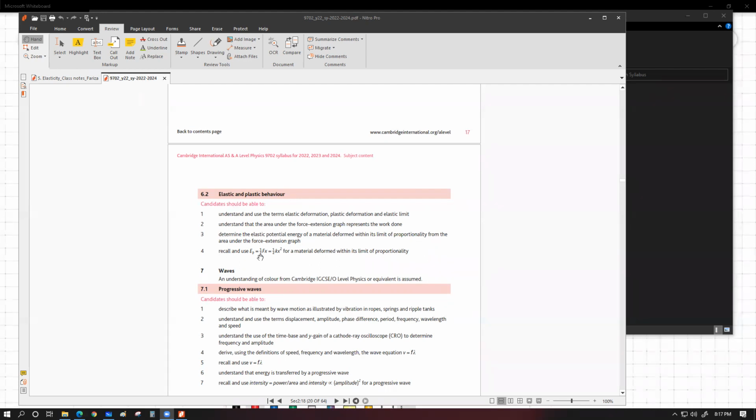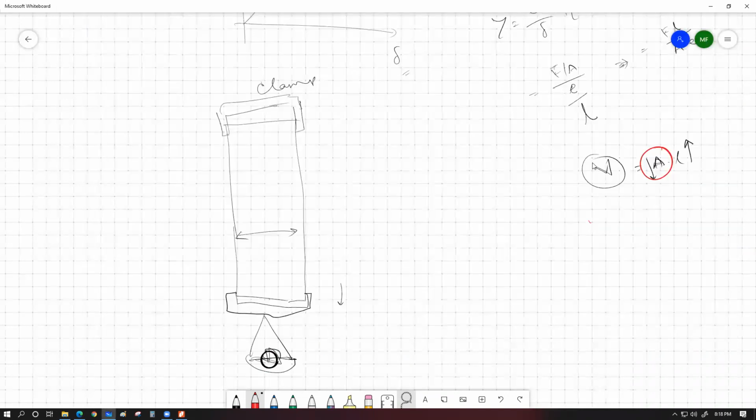Recall and use the expression EP equals half Fx equals half kx squared for a material deformed within its limit of proportionality. The area change part is not included in our syllabus, so we are not going to get through that problem.